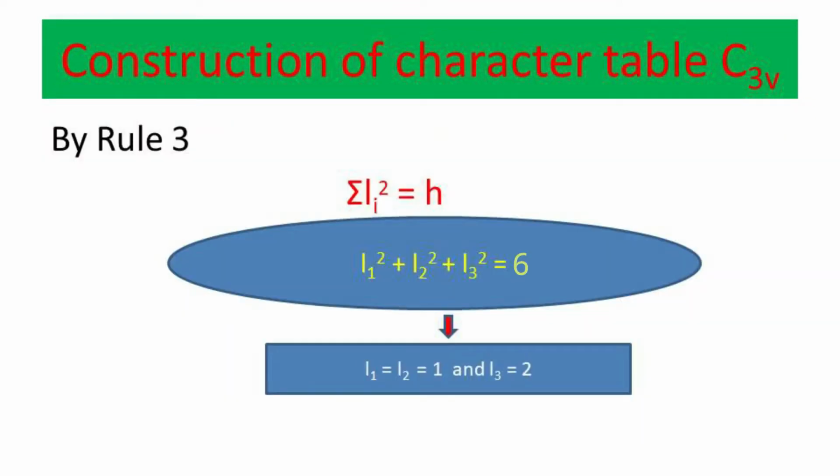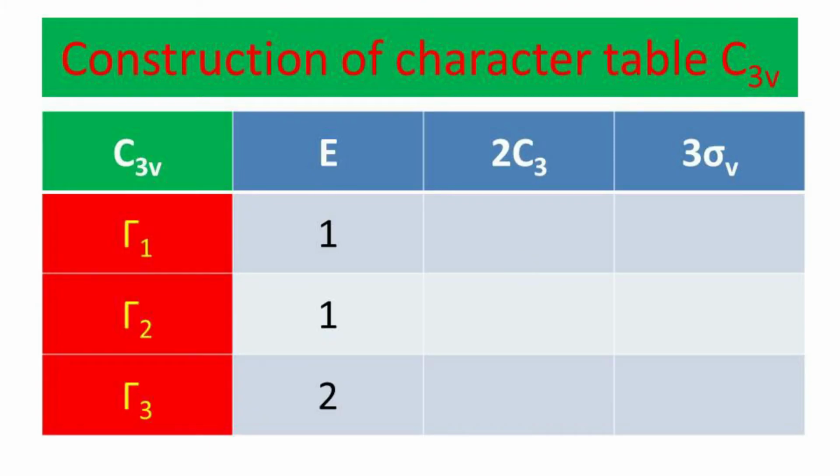By rule number 3, the summation of squares of dimensions is equal to h. Therefore L1 square plus L2 square plus L3 square is equal to 6. It means L1 is equal to L2 is equal to 1 and L3 is equal to 2. Because of this, I could complete the one column of the characters which represent the dimensions of all 3 operations.